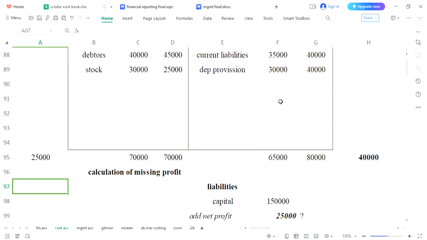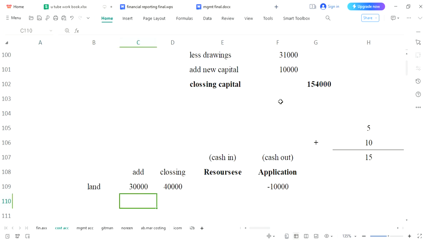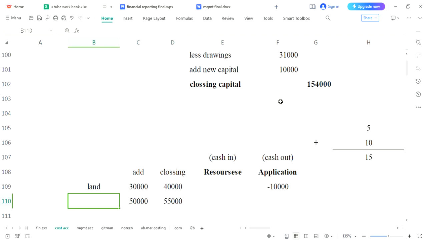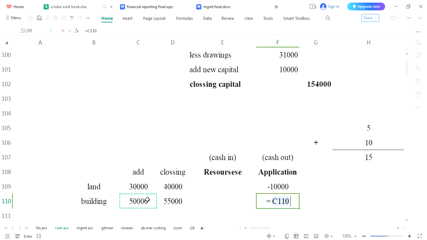50 is opening and 55 is your closing, and this asset name is building. Here you will write building. Okay, again what we will do: opening assets are added minus closing assets. So again we have got the minus sign.